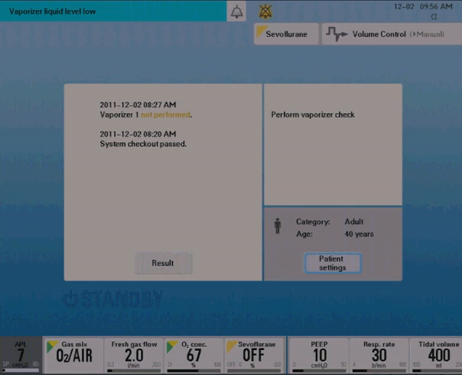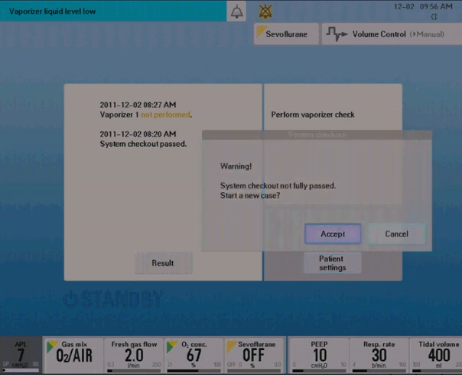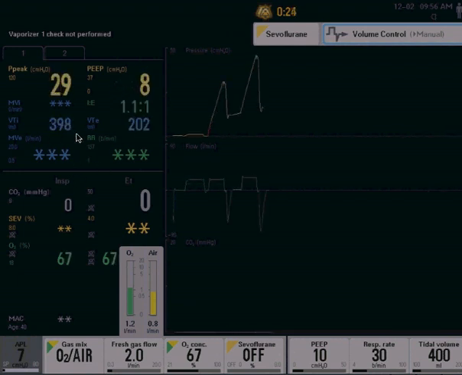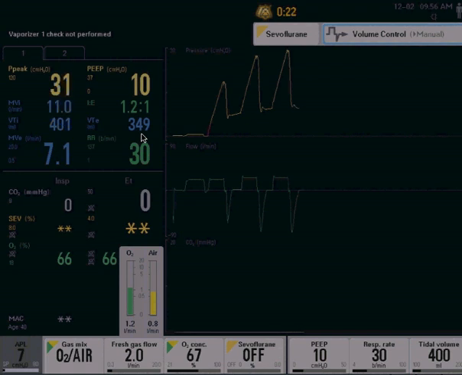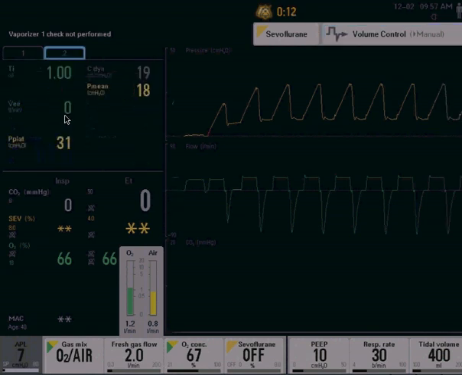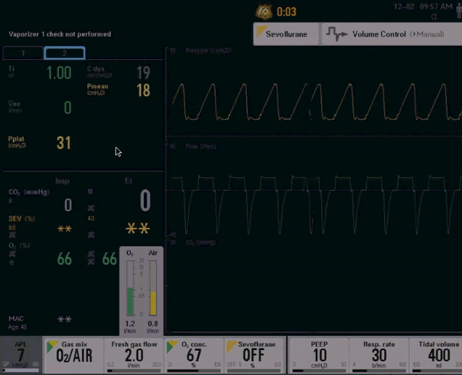I'm going to start letting the waveforms scale on their own once I start the case, and we're going to look at our measured values based on our settings. I'm getting my exhale tidal volumes pretty much close to what I have it set. I have a little leak in the system, so my exhale tidal volume is a little lower. Our peak pressures are 31, minute ventilation 11 liters per minute. If I go to screen 2, my compliance is approximately 19. I'm generating a mean airway pressure of 18 and my plateau pressure is 31.